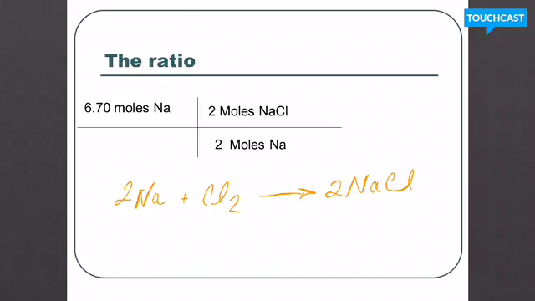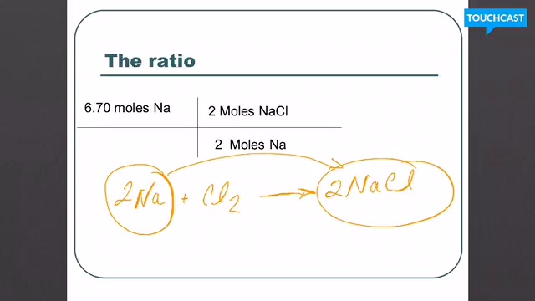Right there. So this time we're going to check to see, we're going to go from the sodium now to the NaCl. So you see how the ratio in the front is a little bit different now? All right, so same method, cross-canceling. This time you're cross-canceling the moles of sodium. And again, you can kind of do this in your head.